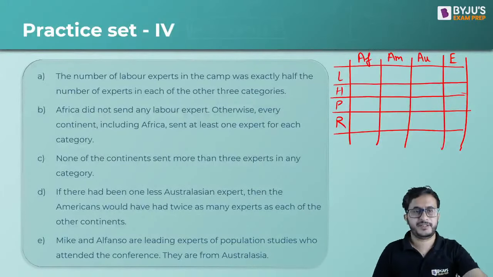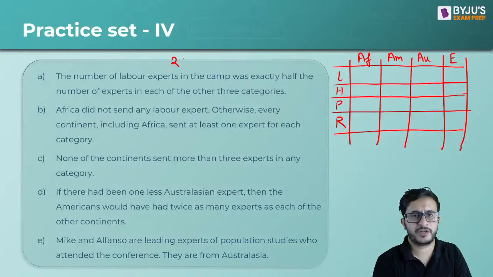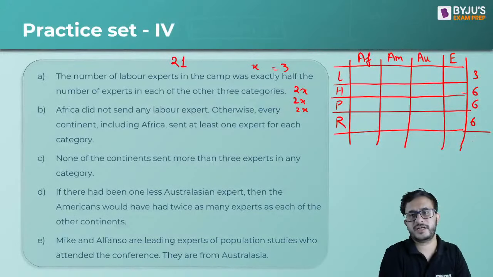Okay, so let's solve this one. Right, so if we start with the first statement, it says the number of labor experts in the camp was exactly half the number of experts in each of the other three categories. So there are 21 people, right? So in each category, if there are 2x people, in labor you will have x people. So total 7x, right? In each of the other three, you will have 2x, 2x, 2x. So x is equal to 3. So in labor you have a total of 3. In others you have 6 each. So that adds up to 21 people.